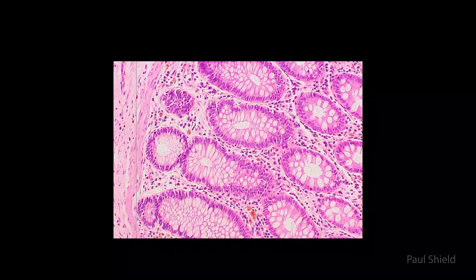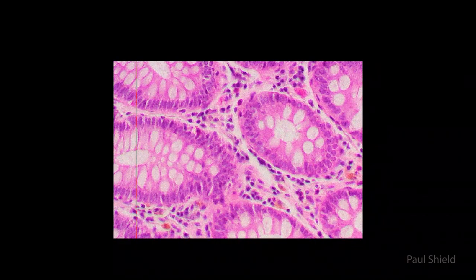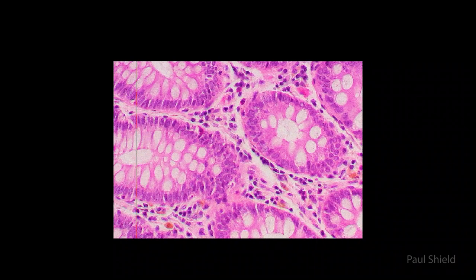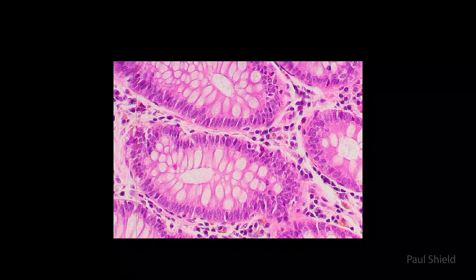You can see the goblet cell, morphology of the columnar cells. It's a simple columnar epithelium, all the nuclei arranged down along the basement membrane, and there's a bit of a lymphocyte infiltrate in between those glands.